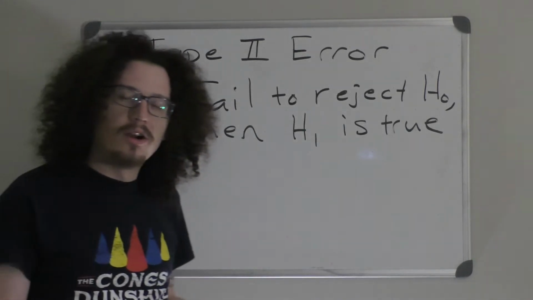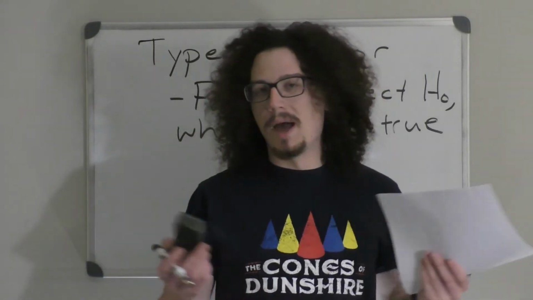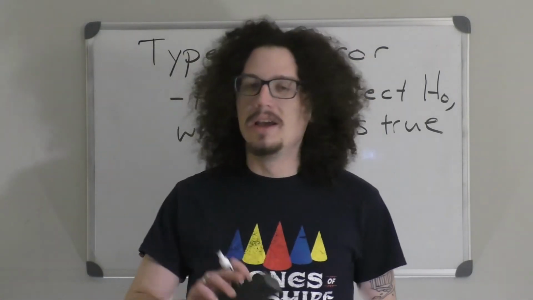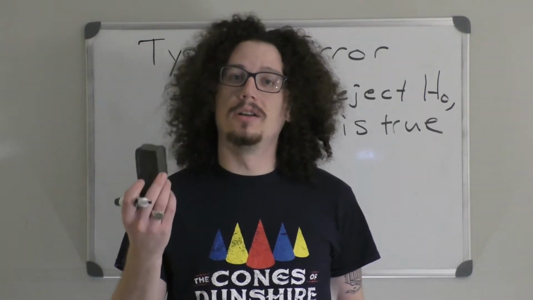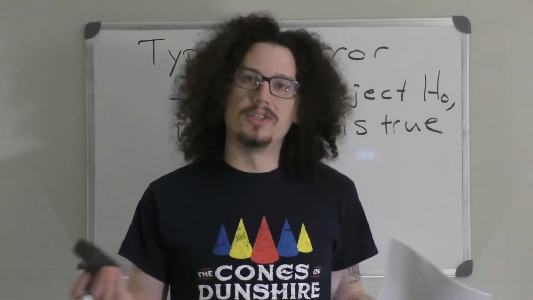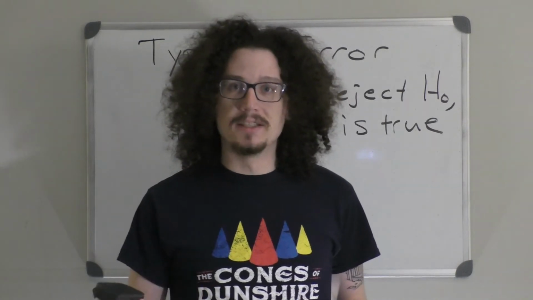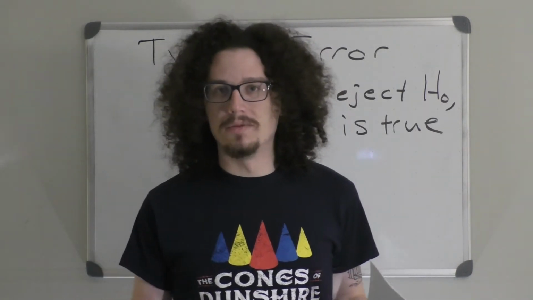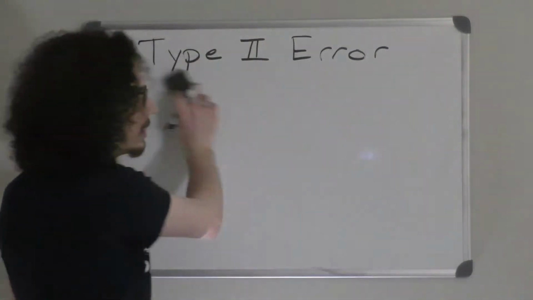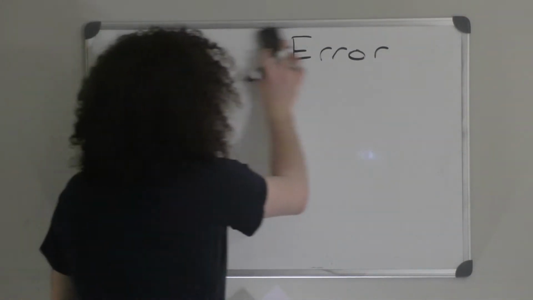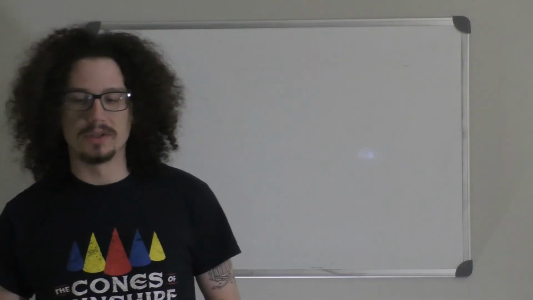The probability of making a type 2 error is symbolized as beta, and it is called the power of the test. We're not going to really worry about that. There's some information on that in your book if you are interested, but again, our focus is more on those type 1 errors. That's what we really want to avoid, so that's what we're going to focus on.